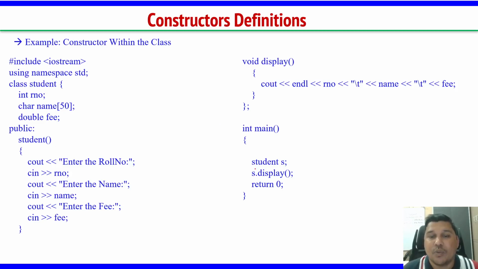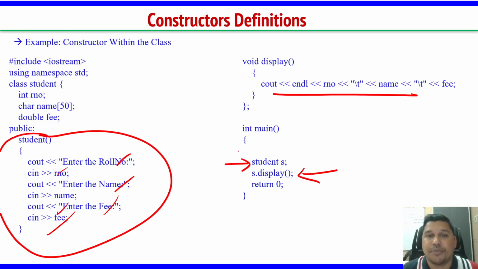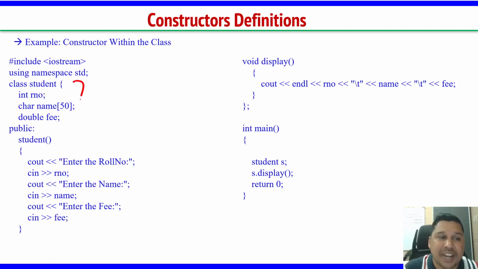What's happening here? When you create an object for the class, this constructor function is executed automatically. When it is executed, it asks me three things. I will enter those three things. After that, I am writing s.display. So this display will display the values, right? So this is one way of assigning values to these private members of the class. This is an example to understand a constructor within the class.